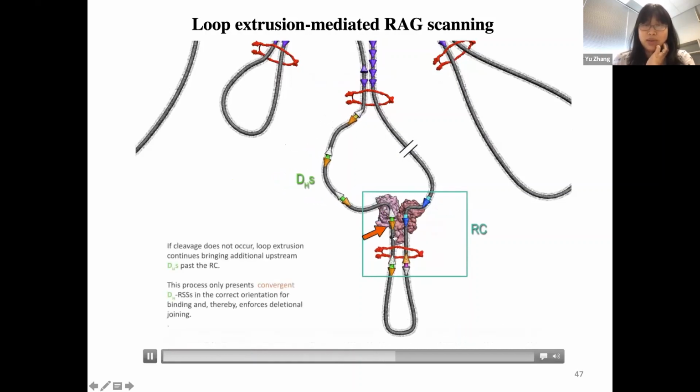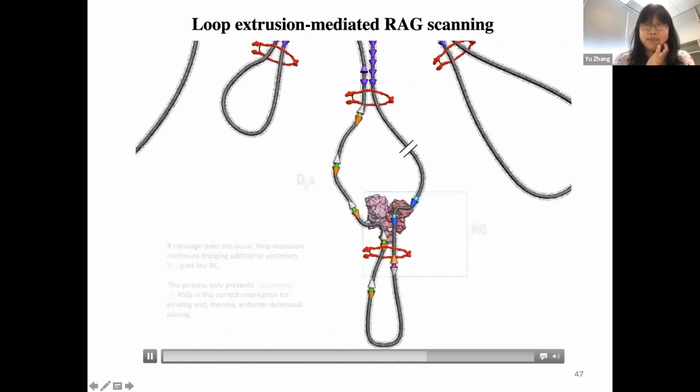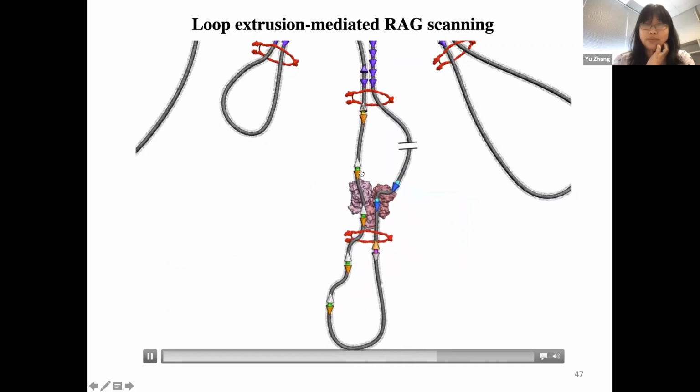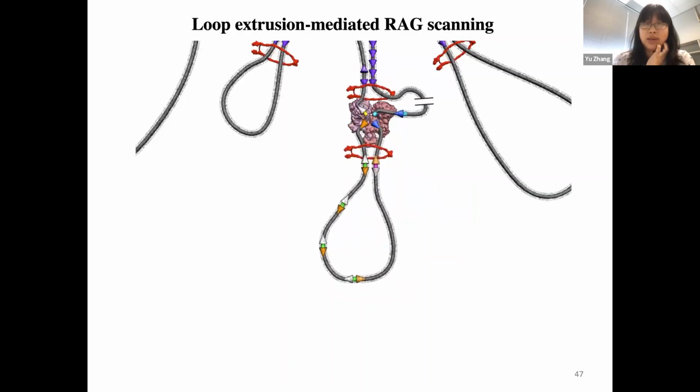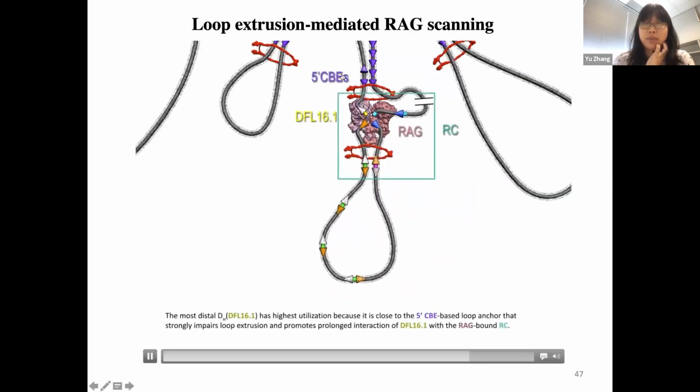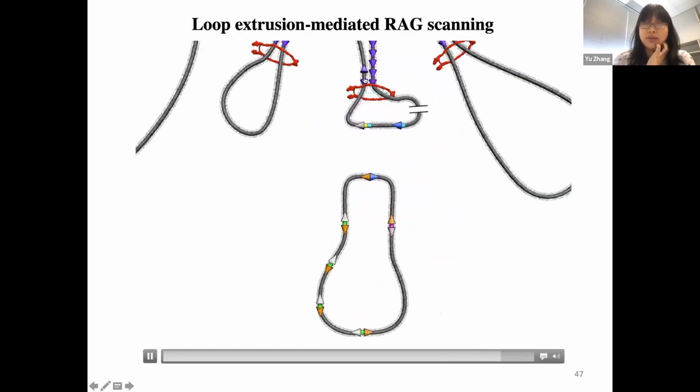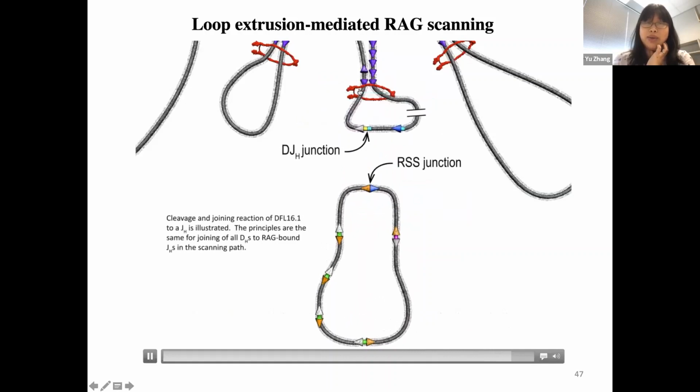And this process continues until it hits the IGCL1 boundary. And also, because DFS1 is very next to the CTCF boundary, it is the most highly utilized DFS1.